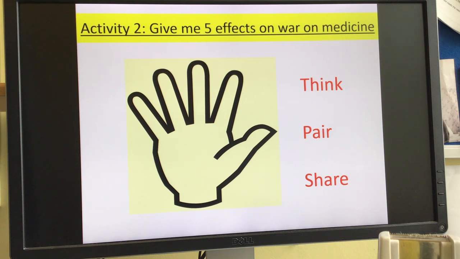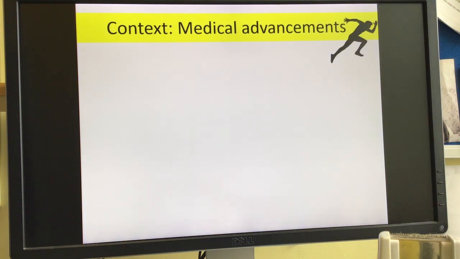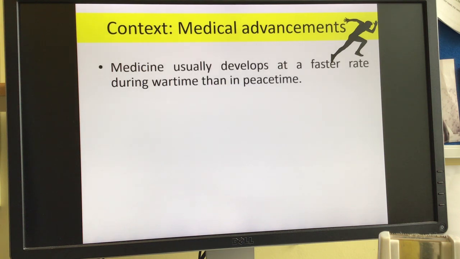If we just move on to a bit of context of all of these medical advancements. So the key thing is that it develops faster during war than peacetime. And you should understand that by actually stopping to think. Of course, if there are more injuries during wartime and more things to deal with and problems to solve, there's going to be more experimentation in medicine, and therefore you will get things developing at a faster rate.